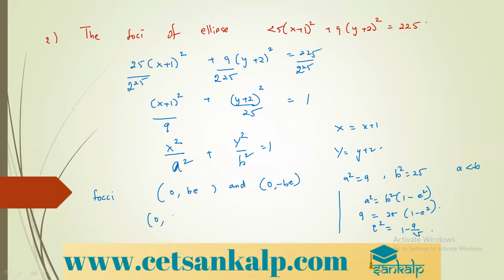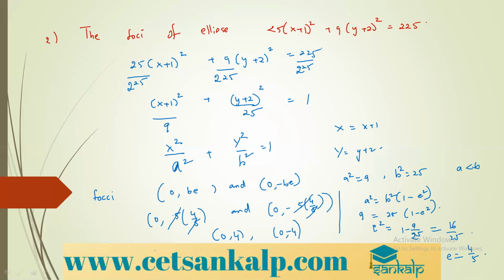Okay, so that means 1 minus 9 by 25 means 16 by 25. So E is 4 by 5. So B into E, 5 into 4 by 5, and 0 minus B into E. So you can cancel 5 and 5 and then you can find the equation of ellipse, but they are just asking you foci. 0 comma 4, 0 comma negative 4.